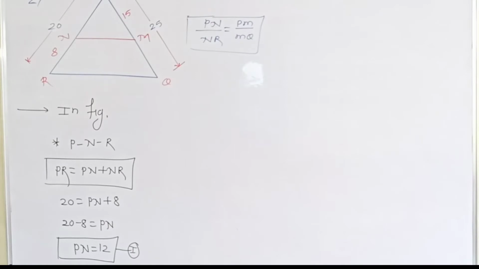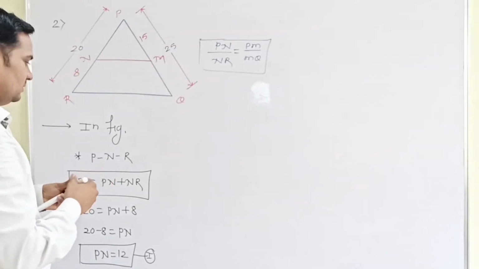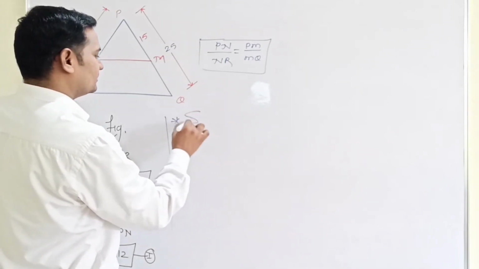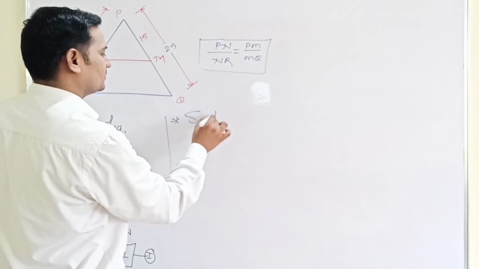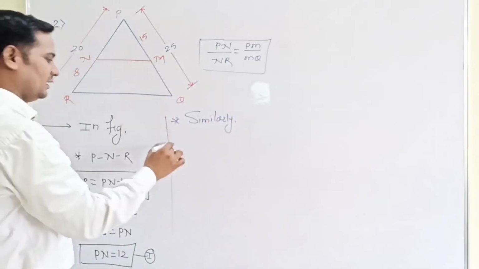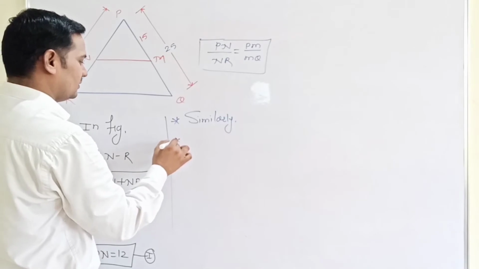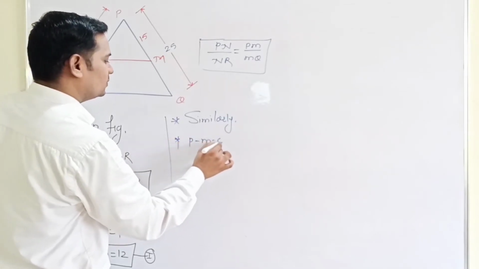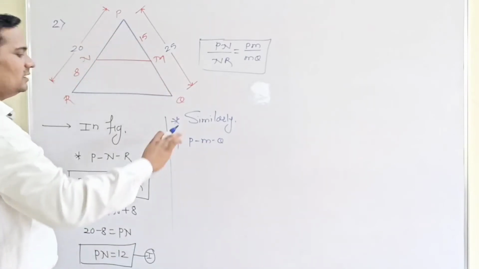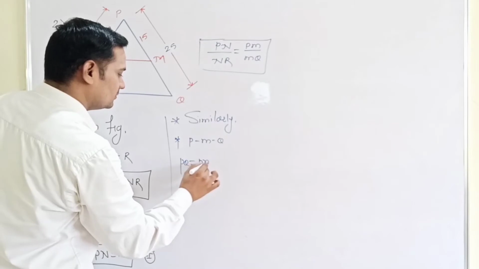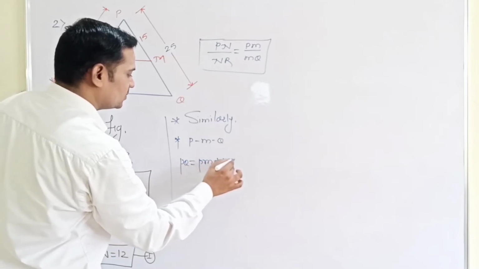Now similarly we will find the length of this MQ. So similarly, again, P dash M dash Q, these 3 points are collinear now. So PQ is equal to PM plus MQ.